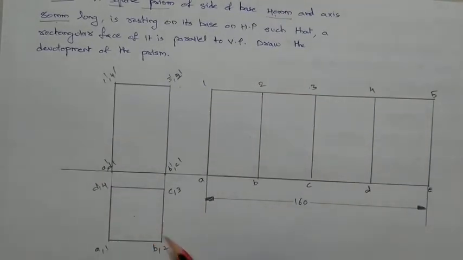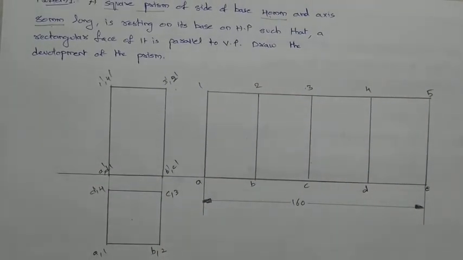In the development of surfaces, we neglect the top and bottom, because if you take a square prism, the top and bottom will be a square. If you take a pentagonal prism, the top and bottom will be a pentagon. Like that, we don't need to bother about the top and bottom here. We only focus on the development of the sides of the rectangular block.